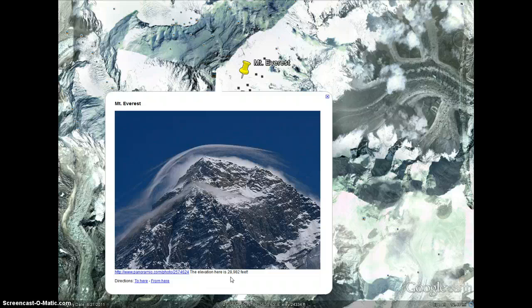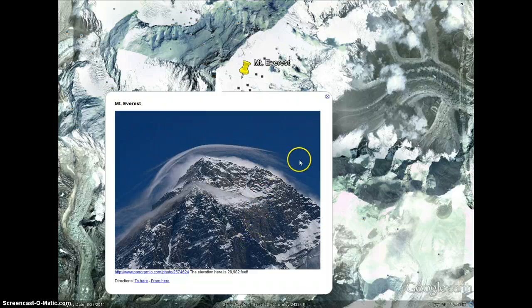Planes don't even fly that high. So this is a plane that is flying below the height of the tip of the mountain. To see this mountain from the very, very top, you either have to climb it or you have to use a satellite or a spaceship.